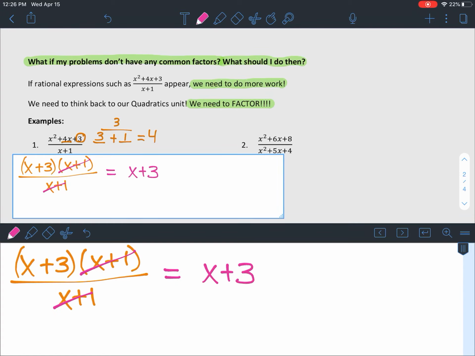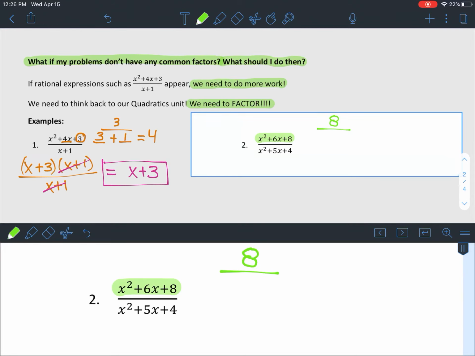So all we really have to do with problems like this is think about how we're going to factor them, and then go ahead and do that and see if we can cancel some things out. So we're going to do the same thing here for this problem. We have x squared plus 6x plus 8 over x squared plus 5x plus 4. I'm going to do the top part first, so that's my green highlight. I need numbers that are going to multiply to give me 8 but add to give me 6.